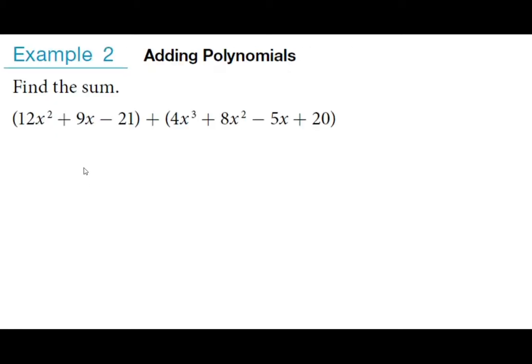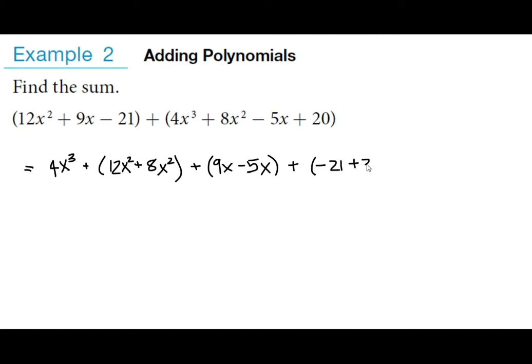Example 2 requires us to add polynomials, and that means we have to combine like terms. So I'm going to rewrite this and put all the like terms together. So 4x cubed is the leading term, and there are no other cubed terms anywhere, plus, and I'm going to group together the x squared terms. So I have 12x squared plus 8x squared. Now I'm going to group together the x terms. So I have plus 9x minus 5x. And finally, just the numbers. So I have minus 21 and plus 20.